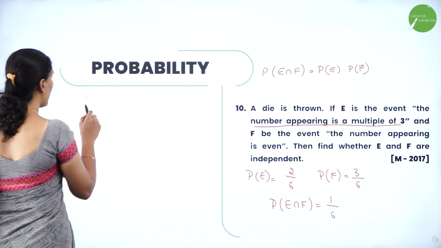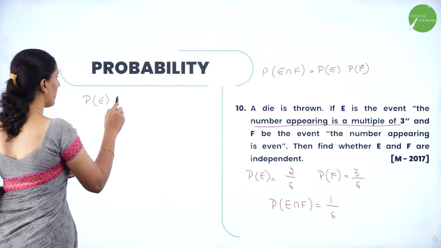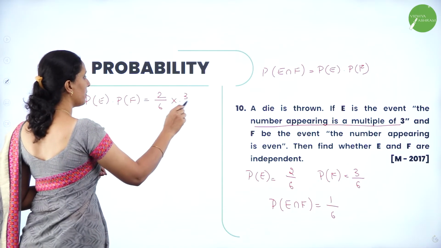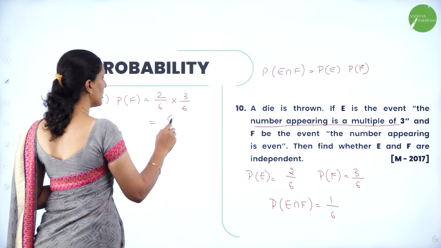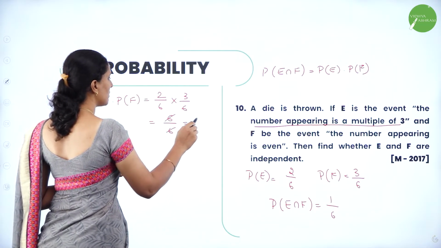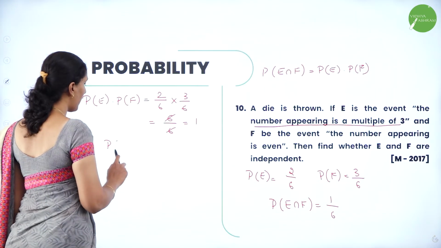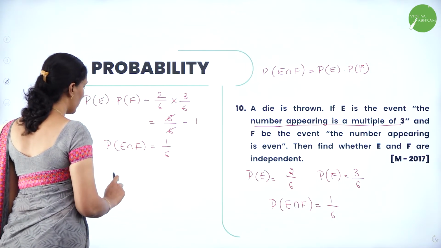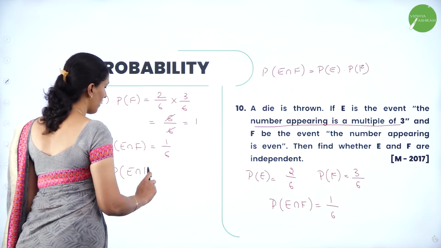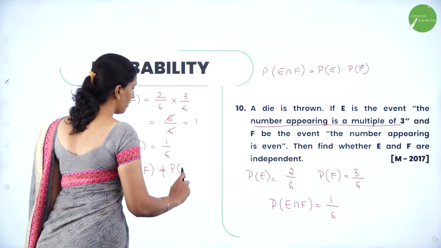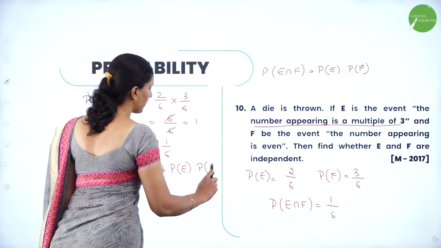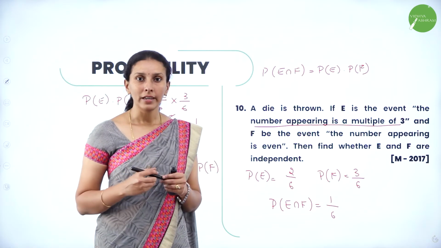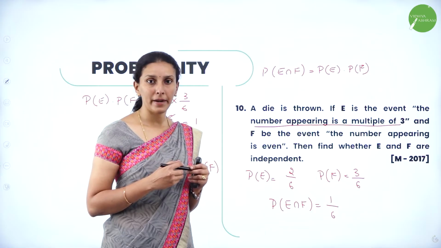Now let's multiply the probability of E into the probability of F. That is 2 by 6 into 3 by 6, where 6 by 6 cancels, giving 1 by 6. Clearly you can see the probability of E intersection F is 1 by 6. So P of E intersection F is not equal to P of E into P of F. Therefore, we can say that E and F are not independent, or we can say they are dependent events.